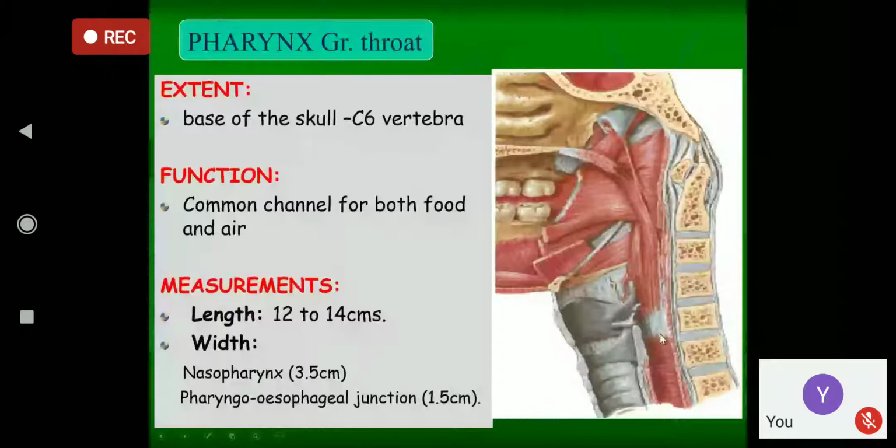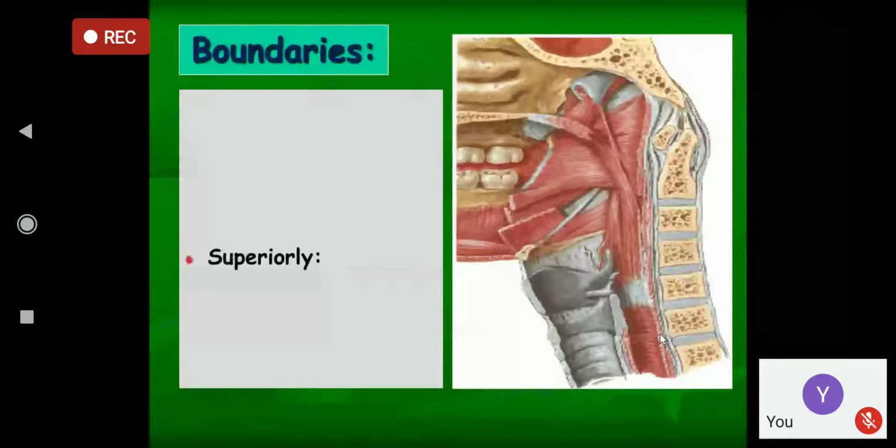Now we'll move on to the boundaries. Now when we have to talk about the boundaries, superiorly, just see what is there. Can you see this one? The cavity over here is known as the sphenoidal sinus. Now you know the sphenoidal sinus is present in the bone, and this bone is known as the body of the sphenoid. Now superiorly, we have the body of the sphenoid.